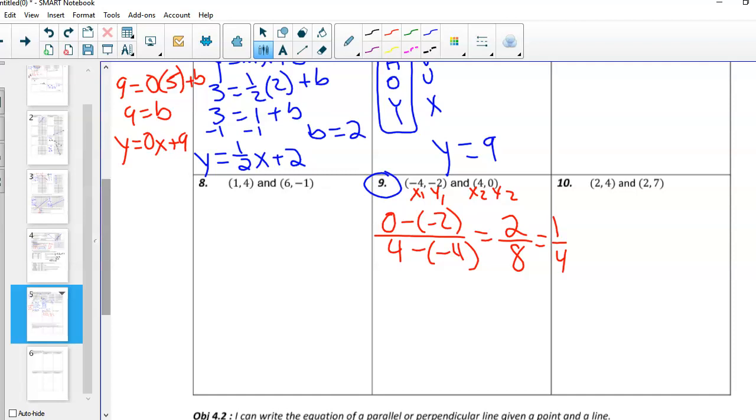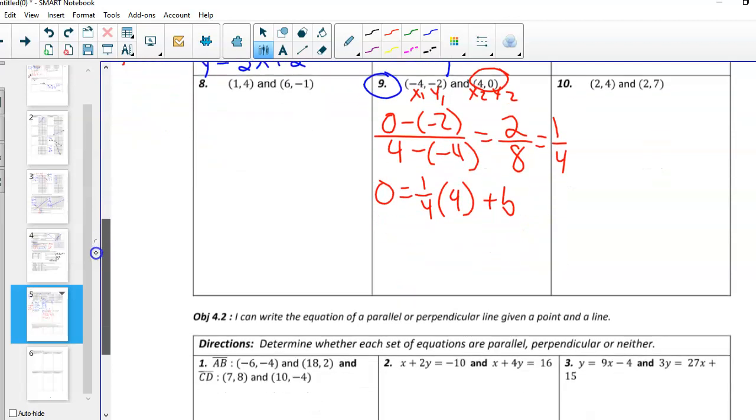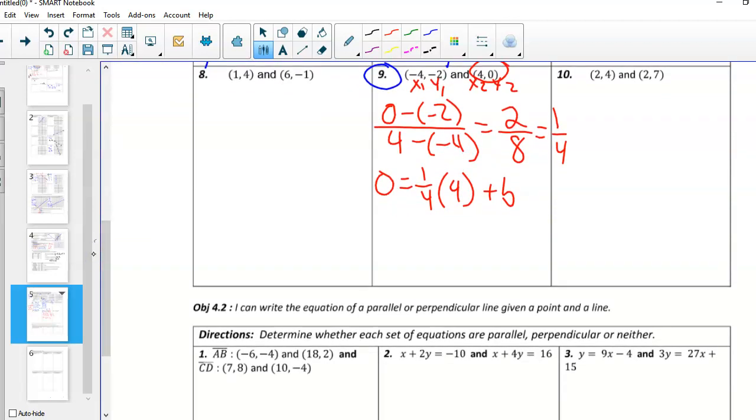So now we have m. We have 2 sets of x's and y's. Pick one and use it. I'm going to use the one with 0. So y is 0, 1/4 is my slope, 4 is my x. 1/4 times 4 is 1. So 1 minus 0 is negative 4. Correct. y equals 1/4 x minus 1. That would be your equation.